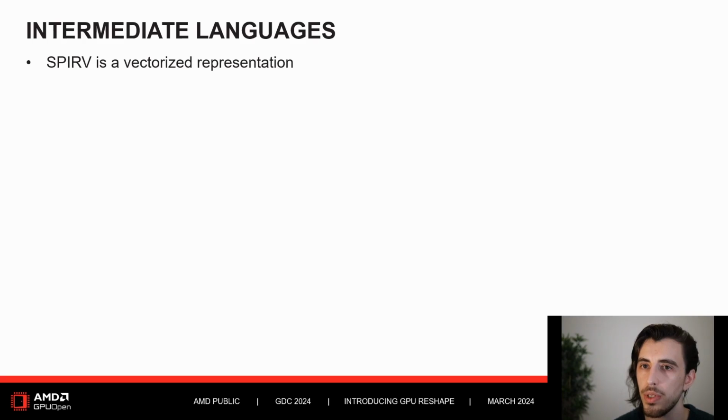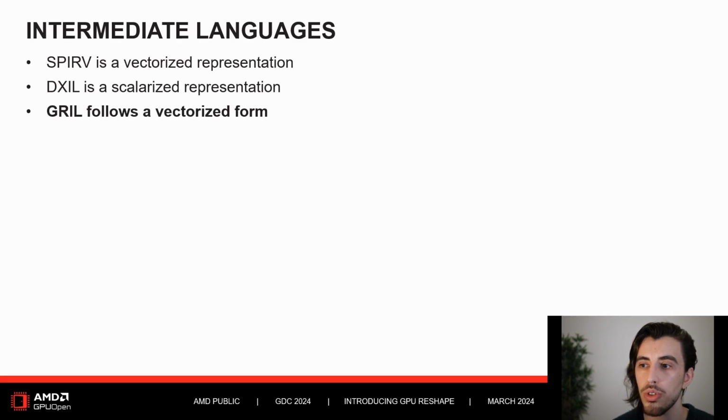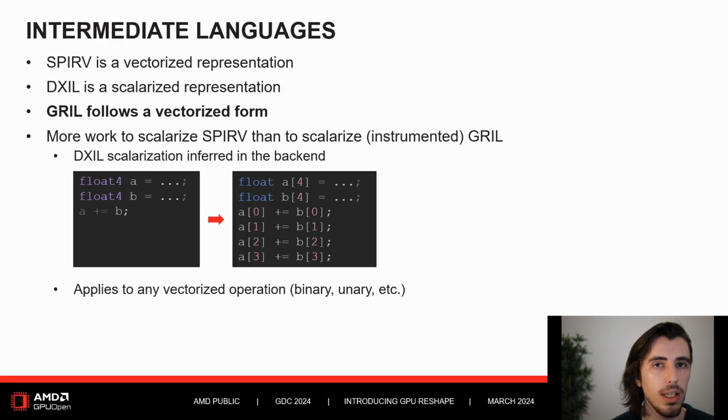On the first paradigm difference, SPIR-V is a fully vectorized form, whereas Dixel is a scalarized form. GRIL chooses to follow a fully vectorized form. It would be far more work to fully scalarize SPIR-V than to simply scalarize any changes to the GRIL instructions. These snippets demonstrate what's happening. On the left-hand side, we have a vector addition, which simply gets scalarized, or rather, it gets flattened down to its individual components. And this applies to any vectorized operation. The backend, in this case the Dixel compiler, infers everything.